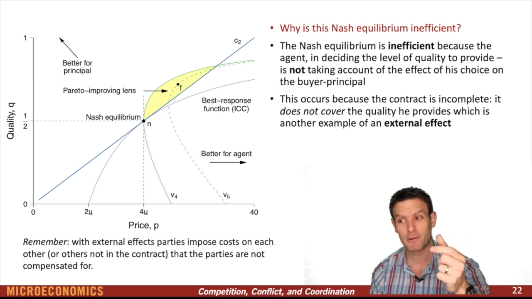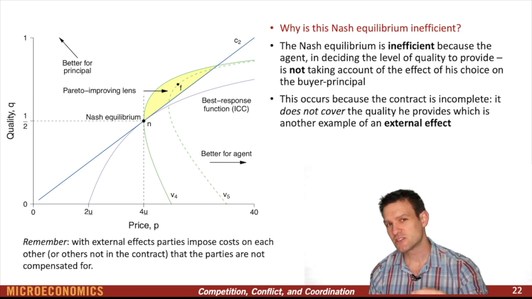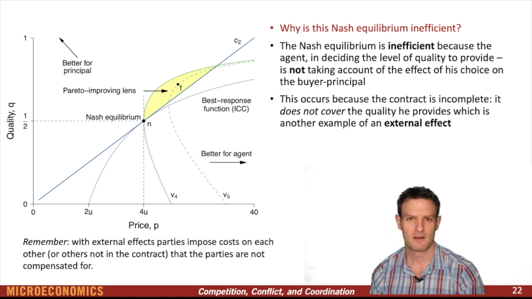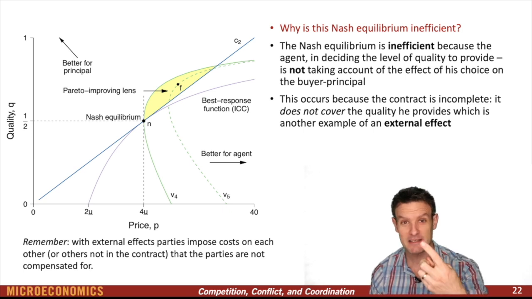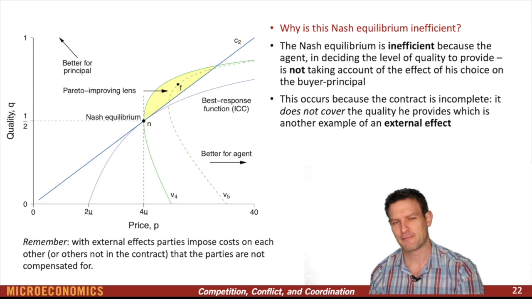Now what you should remember here is that there's a tie between negative externalities, or negative external effects, and contractual incompleteness. So the agent doesn't cater for the effects of their choice of quality on the principal because that quality cannot be specified in a contract. There is contractual incompleteness between the two of them, and so we have this external effect as a result.